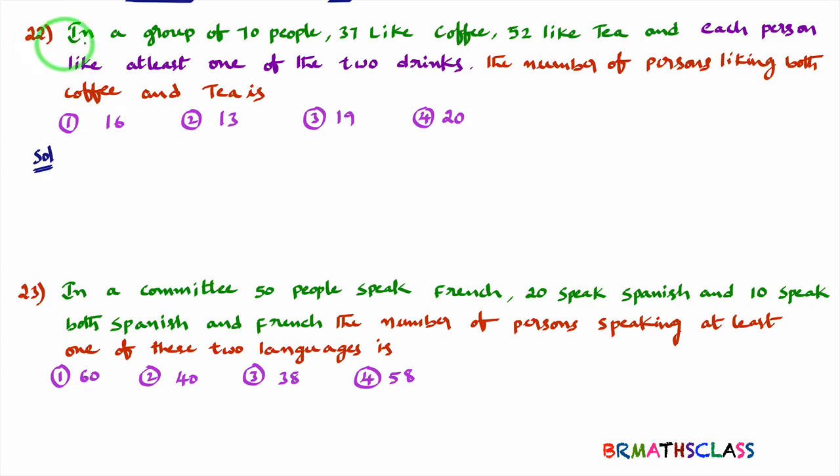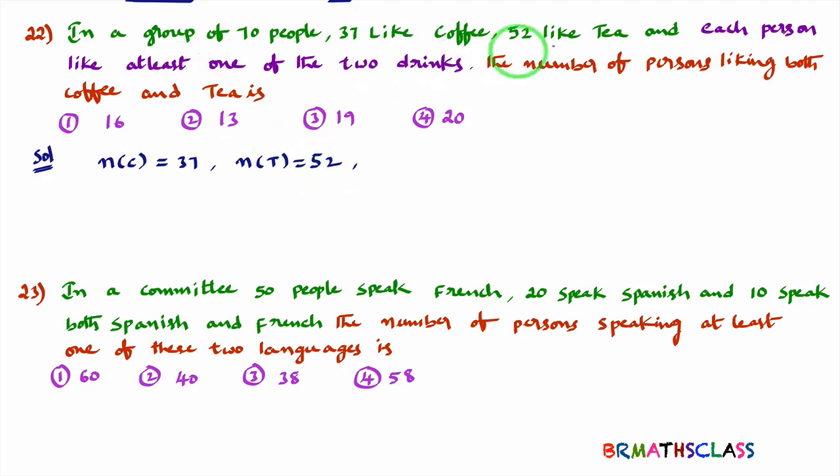Question number 22. In a group of 70 people, it is important. In a group, how many people are there? 70 people are there. 37 like coffee, 52 like tea, and each person likes at least one of two drinks. What are they asking? The number of persons liking both coffee and tea. So first, the number of people who like coffee I'll write. What is N of C? The number of people who like coffee. They given it as 37. The number of people who like tea is also given. N of T. N of T they given as 52.